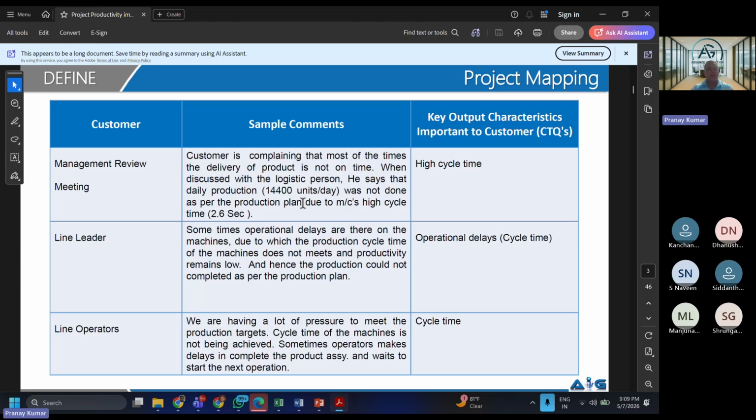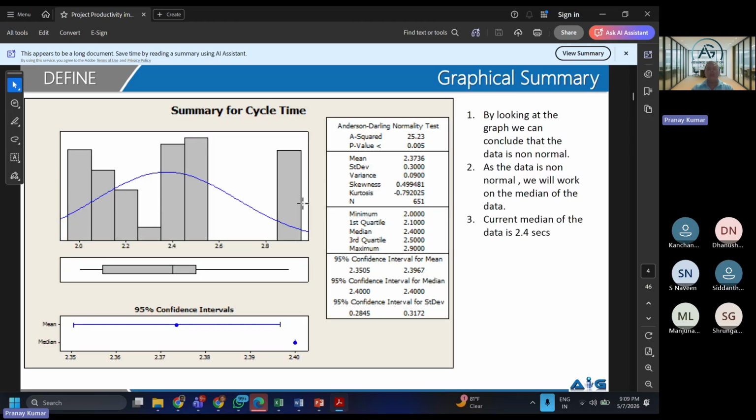Similarly, the line leader and line operator have also said something regarding productivity. You would ideally start with doing a graphical summary. You can add a lot of things when we study Six Sigma in detail. One of the easier threads would be to do the graphical summary, where you are looking at the overall cycle time in this case. You see the data being non-normal and all that. You understand this graph, yes, everyone? Yes, sir.